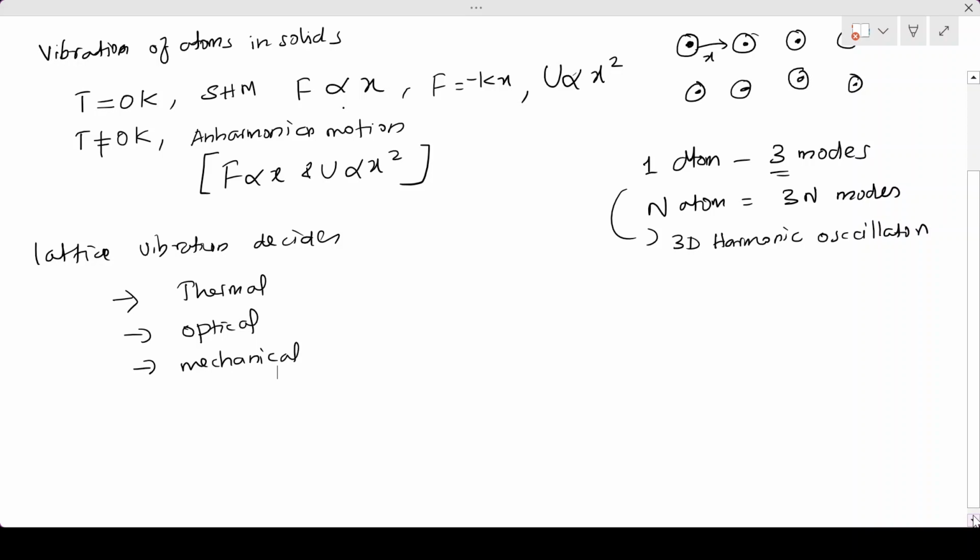So different properties like thermal, optical and mechanical properties of a solid are decided by the lattice vibration: how the lattice is vibrating, whether it is periodic, whether it is executing a simple harmonic or an anharmonic motion. So this is an important factor when deciding the thermal, optical and mechanical property of any particular solid system.